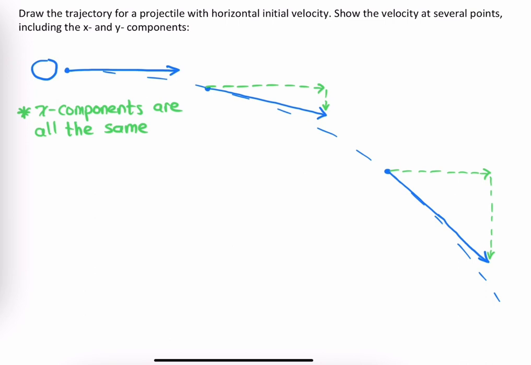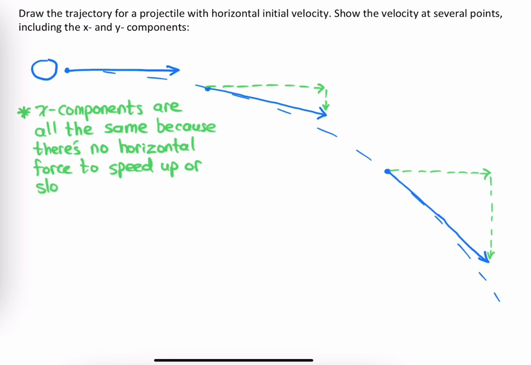So the x components are all the same because there's no horizontal force to speed up or slow down the ball.